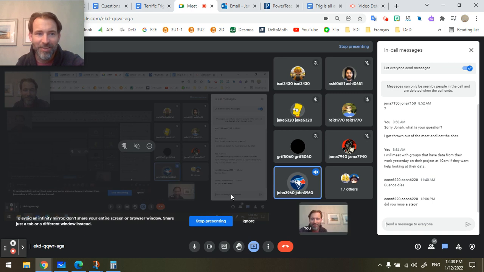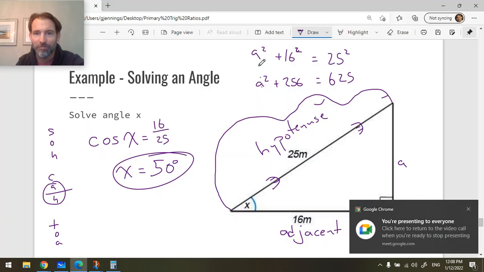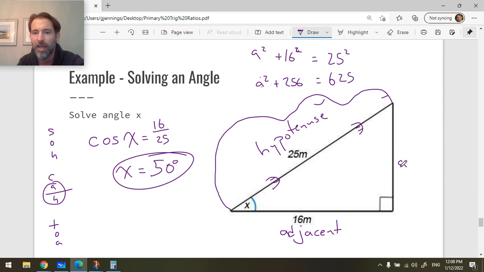I'm just wondering how you got — is that the Pythagorean theorem you're using, with the 9 to the power of 2 or whatever? How'd you get to that? Yeah, I named that side a, and a to the power 2 plus 16 to the power 2 should equal 25 to the power 2.